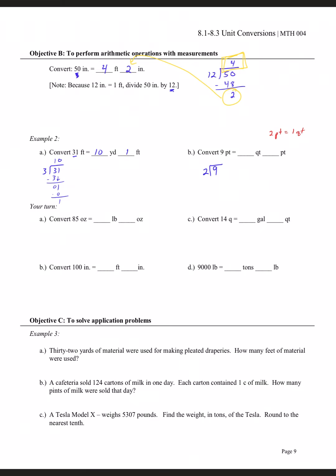So 2 goes into 9. We know 2 goes into 9 4 times. 4 times 2 is 8. We subtract, we get 1. So that means if you have 9 pints, that's the same as 4 quarts with 1 pint left over.